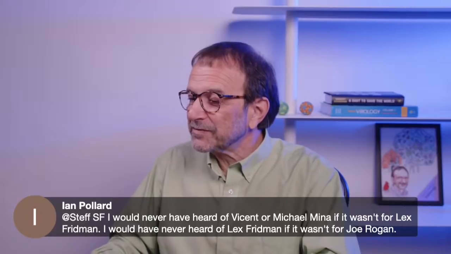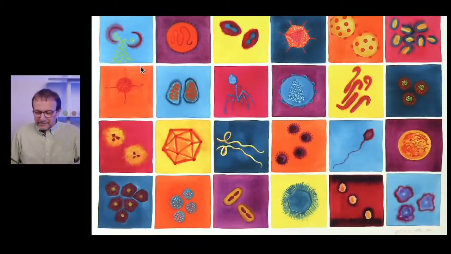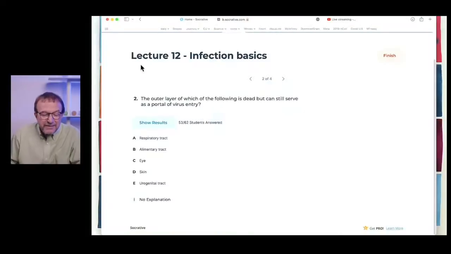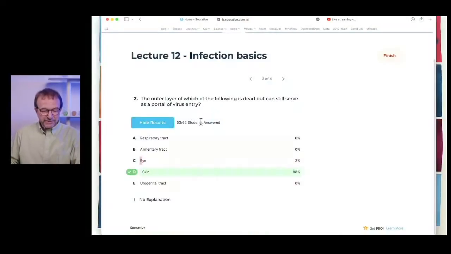All right, let's move back to our quiz here. We have to go back to me. And where is the super source? Oh, I see what I've done wrong. Sorry. Infection basics. Show the results. All right, 98%. 2% of you said the eye. The outer layer of the eye is not dead. It's that conjunctival layer. Those are living cells. But that's probably one person out of 62, right? Okay.